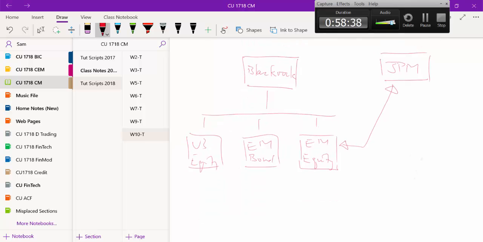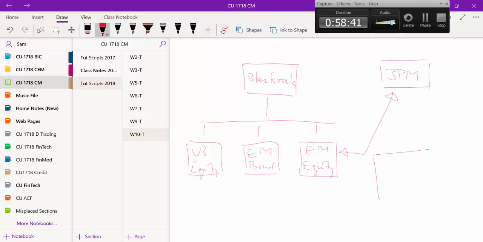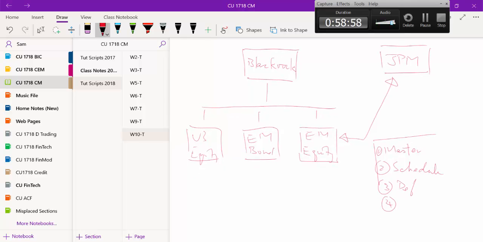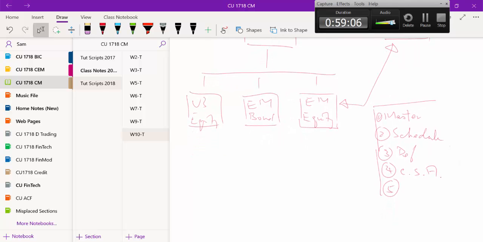Now the ISDA will have all these elements: number one, the master, then number two, the schedule to the master, number three, the definitions, and number four, the CSA. And then when you start doing trades, and as you said, Chloe, these might be equity trades, fine. Then you're going to have equity swaps or equity derivatives down here. So the CSA will come into play directly versus this fund here.